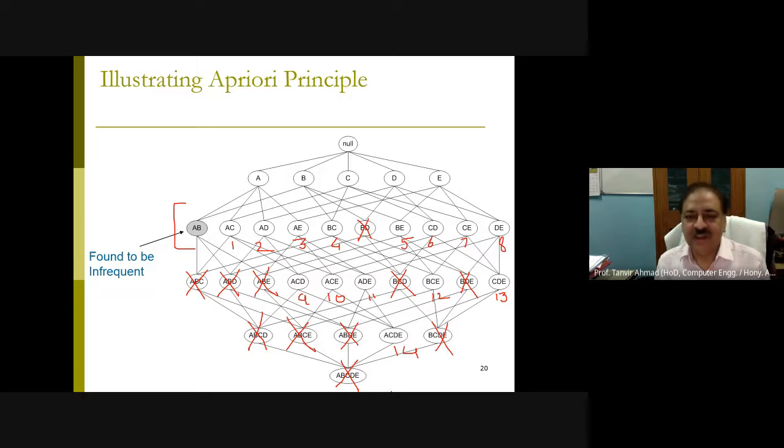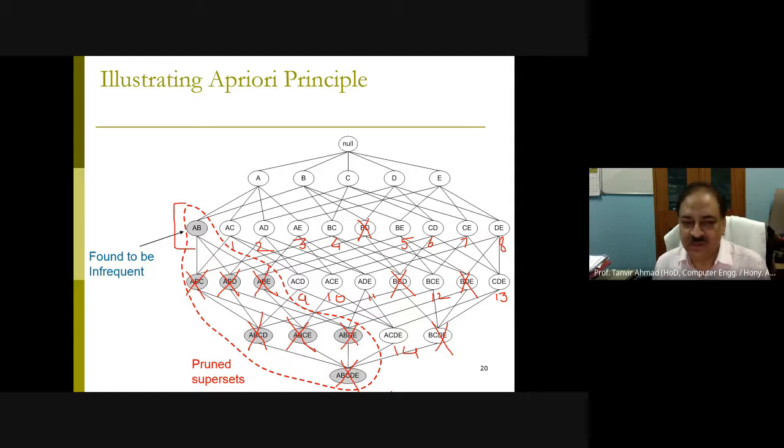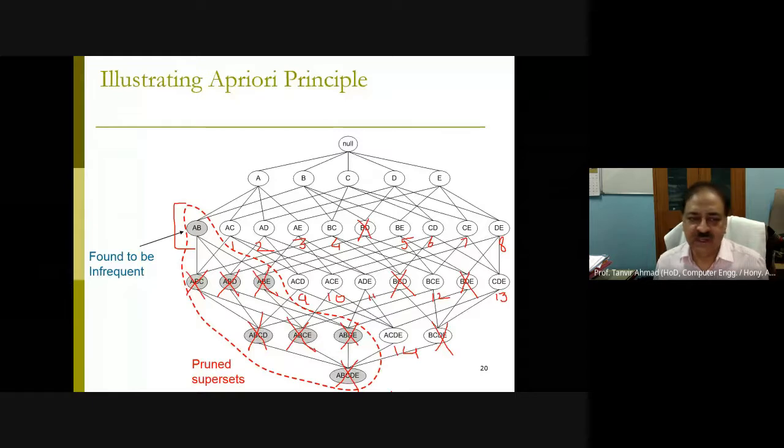Okay, now let us come to the next slide. Now this is what I pruned. I already showed you that I am pruning this whole set of item sets, but in the Apriori algorithm I will not generate them itself. Okay.